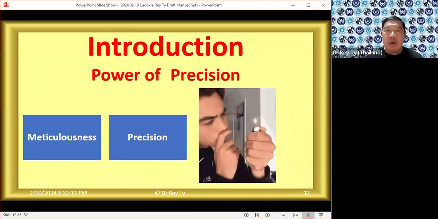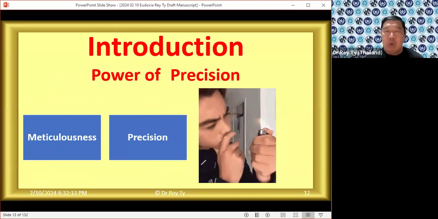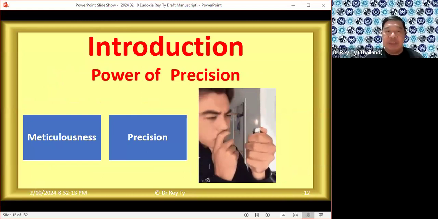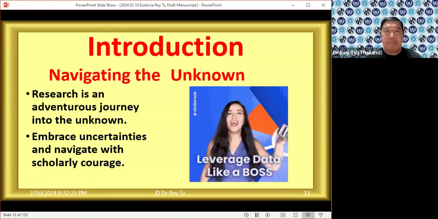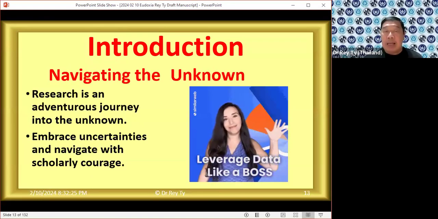So we need to have the power of precision when we draft our manuscripts. We have to be meticulous as well as precise. And we have to accept that we're navigating into the unknown. If we're writing about something we already know, that is not research. That is just parroting what had already been written.